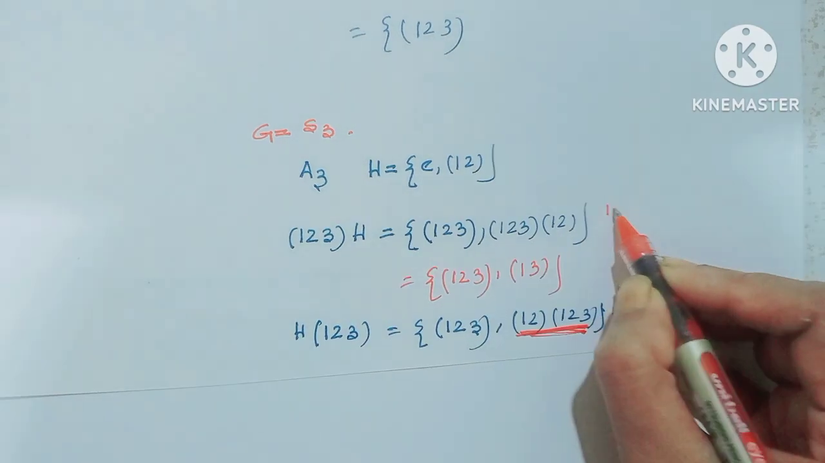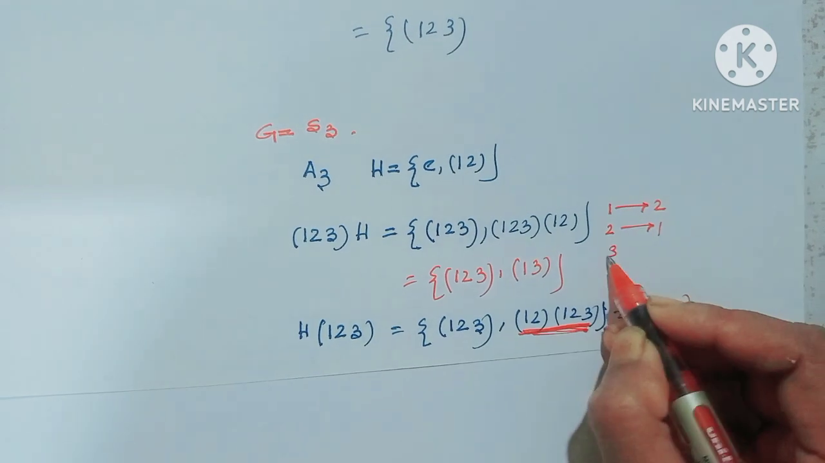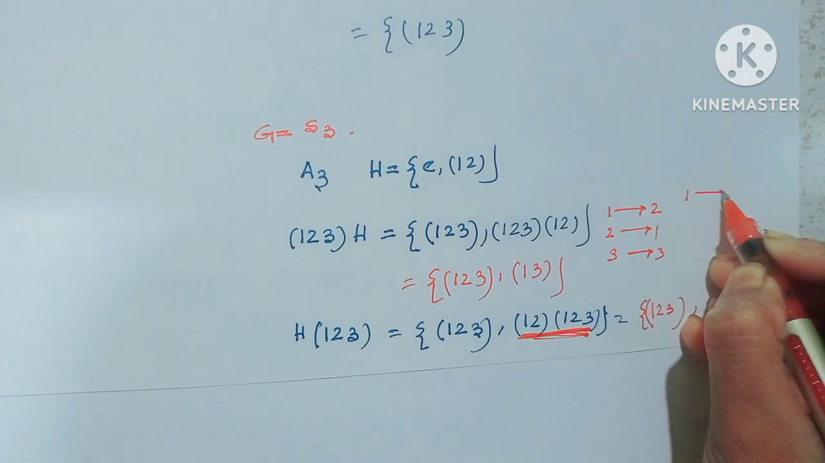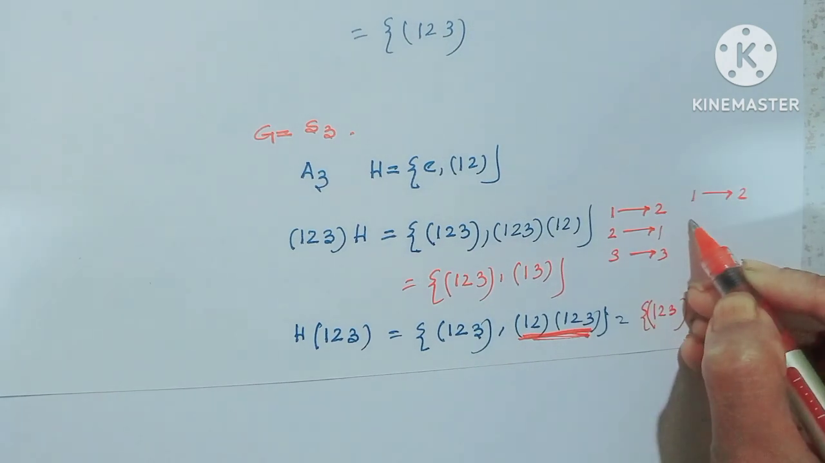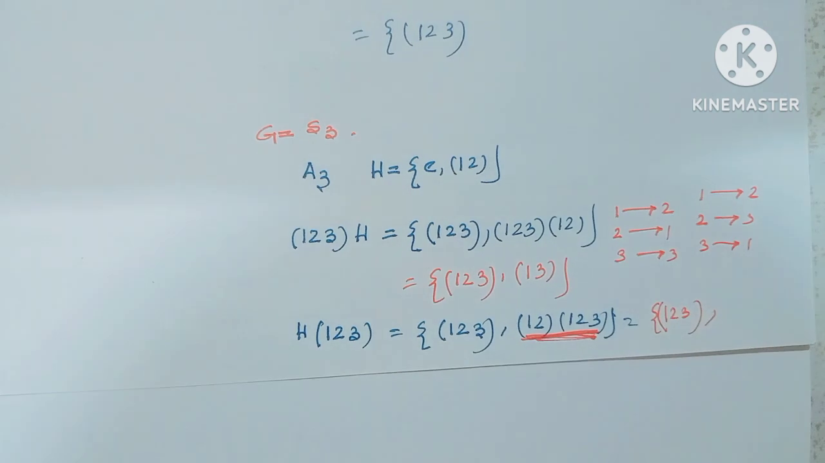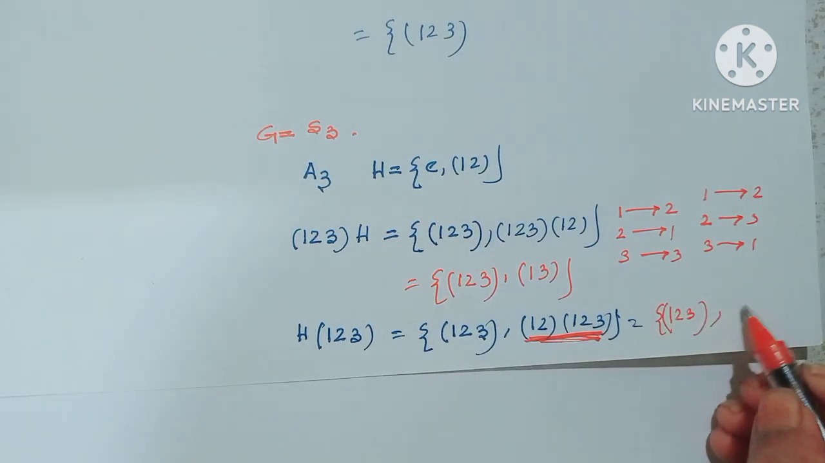This means 1 goes to 2, 2 goes to 1 and 3 goes to 3, and here (1 2 3) means 1 goes to 2, 2 goes to 3, 3 goes to 1. And by this composition, this value would be (2 3).